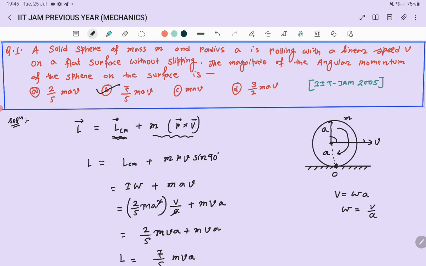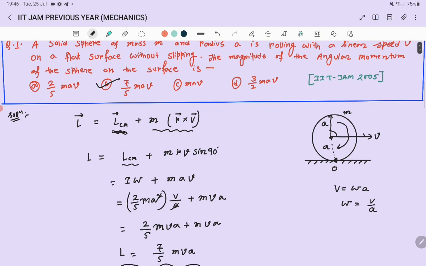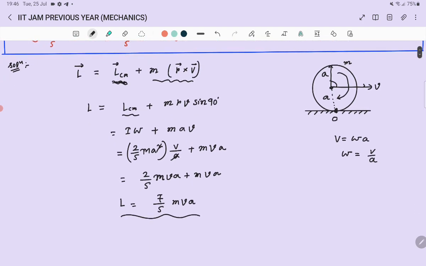This is a very good question. Sometimes they can ask for a disk instead of a sphere. In that case, just the moment of inertia expression will change. For a disk, that will be half m a squared. According to the shape of the object this will change, but for a circular type object the process will be more or less the same.